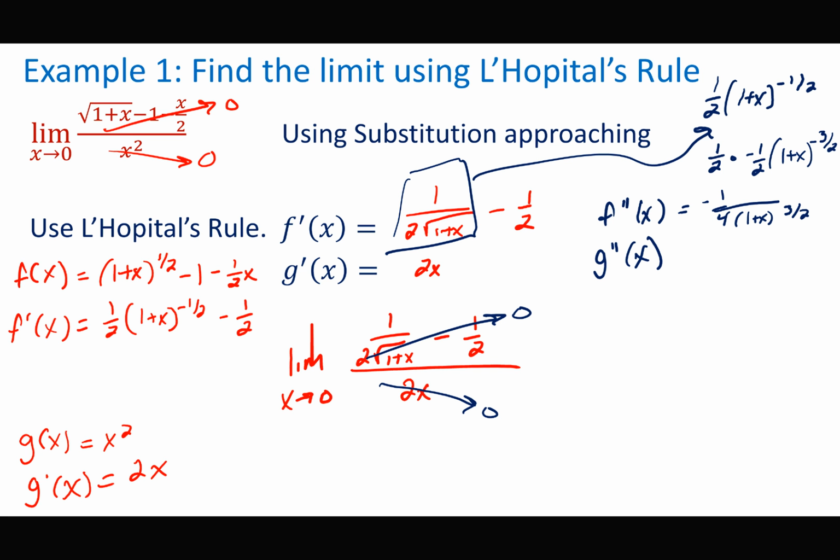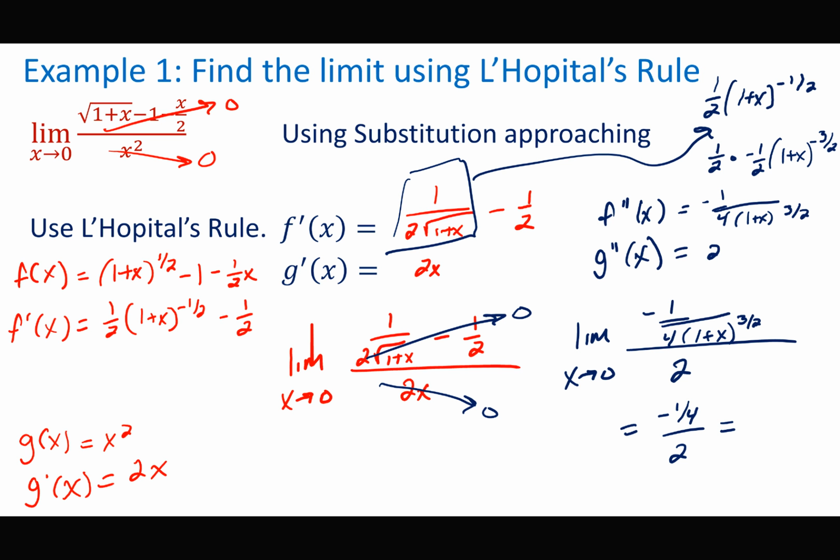Now g of x was x squared, g prime of x was 2x, so g double prime is just 2. So I'm trying to find now my limit as x approaches 0 of negative 1 over 4 times 1 plus x raised to the negative 3/2 power, all divided by 2. One plus 0 raised to the 3/2 power is 1 raised to the 3/2 power, so it's still 1. So I have a negative 1/4 divided by 2. What's negative 1/4 divided by 2? Negative 1/8. Now I have my final answer.